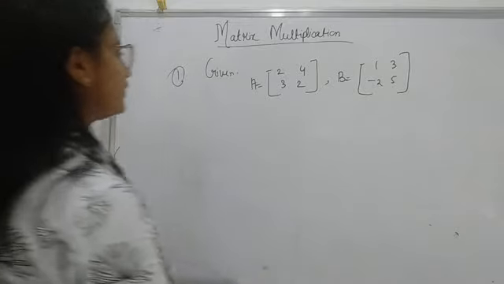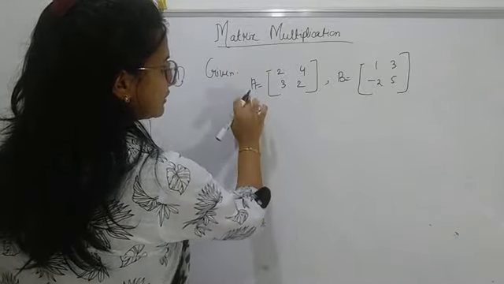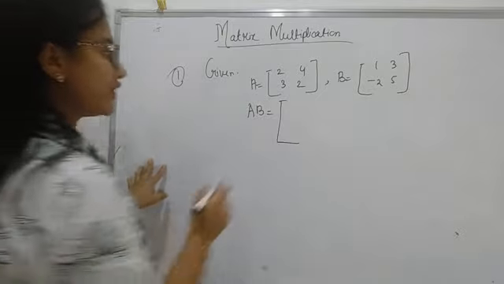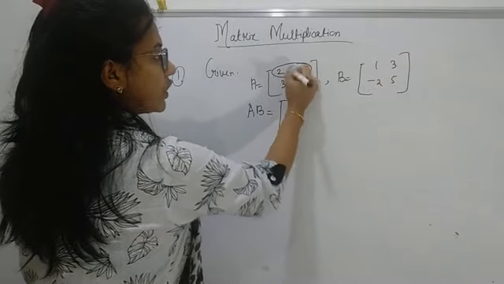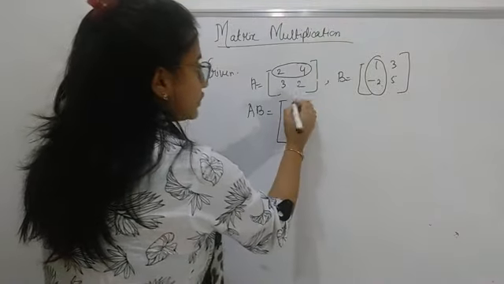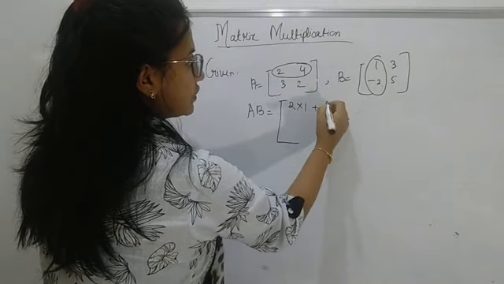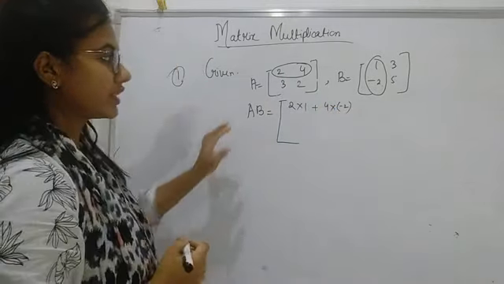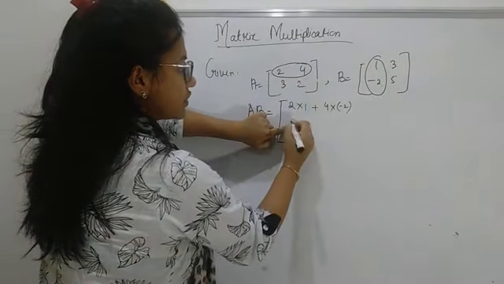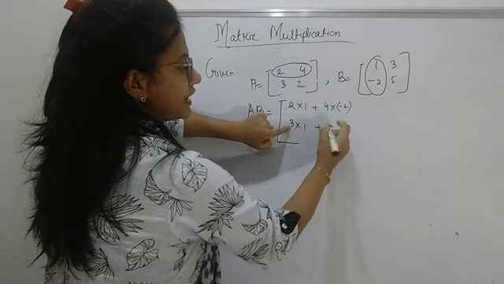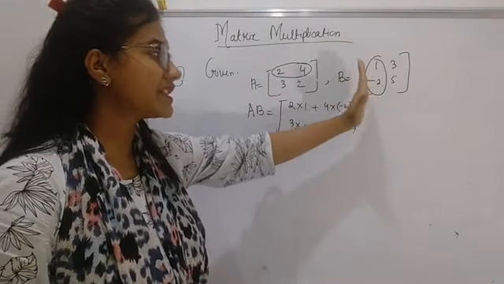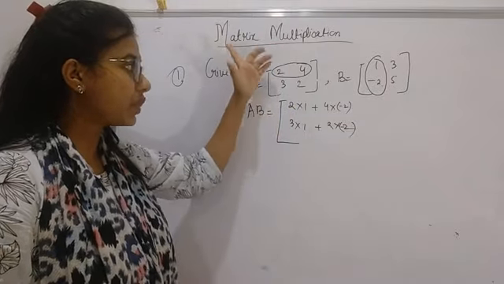So we have to find the value of AB, means matrix multiplication of A and B. So how will we do matrix multiplication? First of all we have to multiply this row with this column. Again this row with this column. So 2 into 1 plus 4 into minus 2. Next, the first row is completed with the first column. Next we will move to the second row: 3 into 1 plus 2 into minus 2. So the second row, first column is complete. Means the first column is multiplied with both row 1 and row 2.